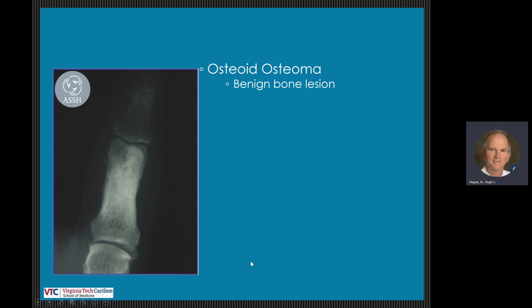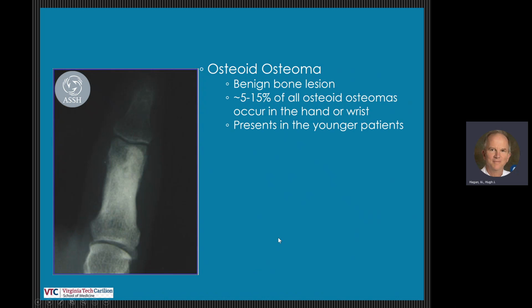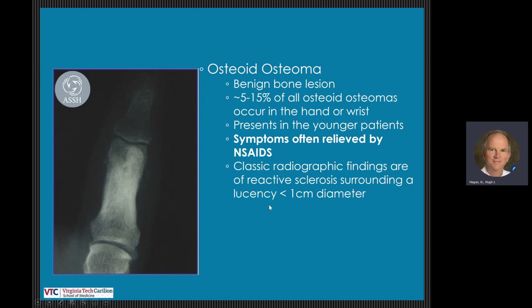Osteoid osteomas are benign bony lesions. They are fairly common in the wrist and hand. About 15% of them occur in the wrist and hand. They tend to show up in younger patients. And the symptoms, which are usually just focal pain and tenderness, are relieved classically by aspirin, but also by non-steroidal anti-inflammatories.